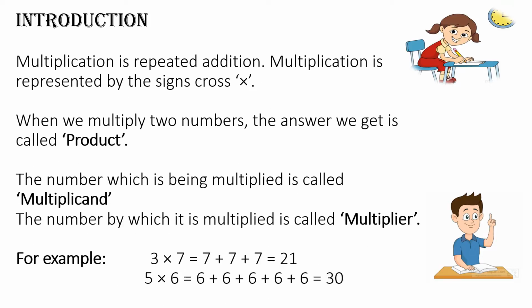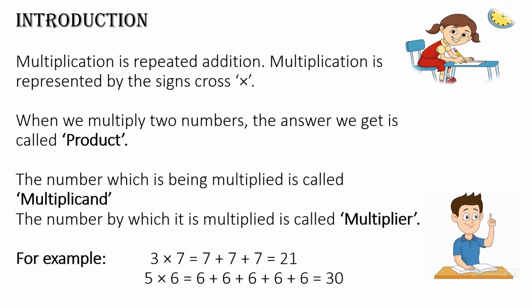Multiplication is repeated addition. When we are adding the same number a number of times, we multiply it instead. That makes it easy. Multiplication is represented by the symbol cross. When we multiply two numbers, the answer we get is called a product. The number which is being multiplied is called the multiplicand. The number by which it is multiplied is called the multiplier.